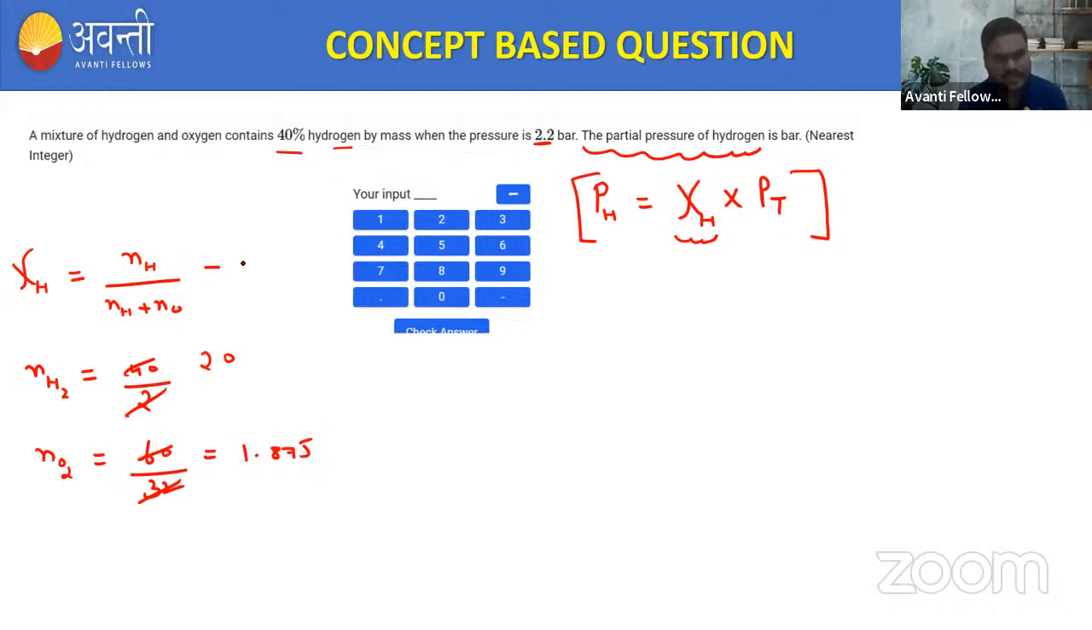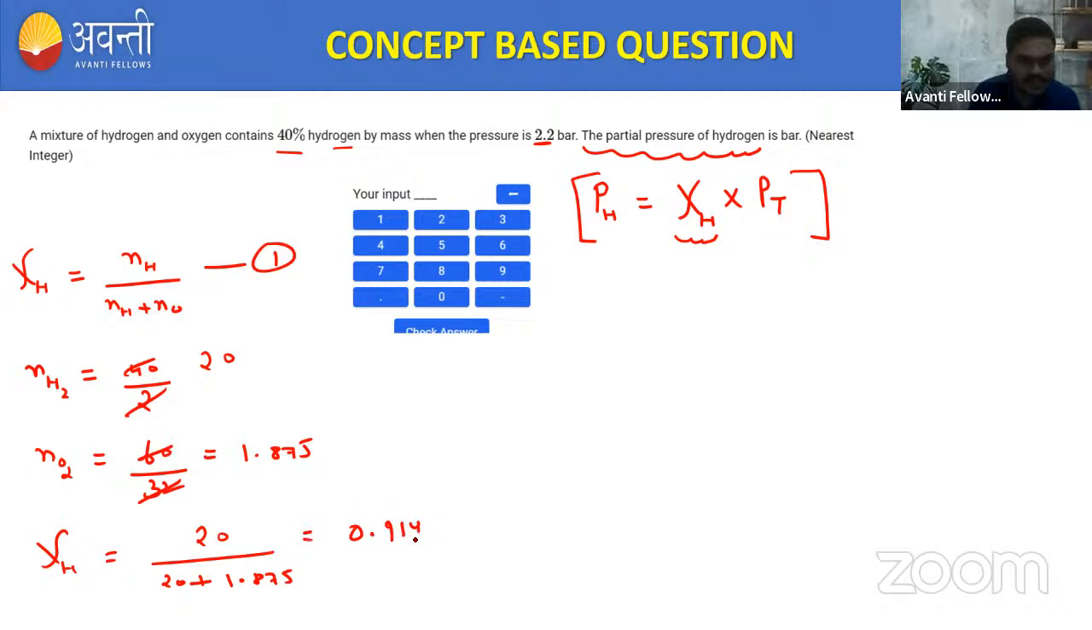Just put this value in this equation. So the mole fraction of hydrogen comes out to be 20 divided by 20 plus 1.875. On solving, what will you get? You'll get around 0.914. This is a very simple thing, just solve. Now put this value in this equation.